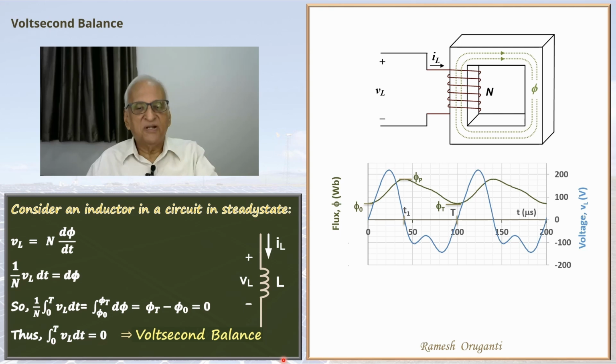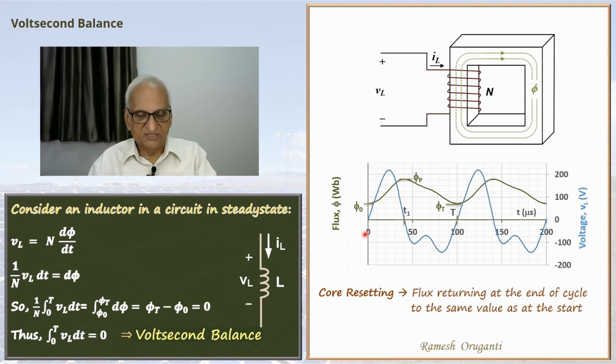Now we will understand a bit more about this Voltsecond balance. First is core resetting. Core resetting is a phrase which you might hear sometimes in power electronics. What do we mean by that? Notice that the flux at the end of the cycle is the same as the flux at the start. That is core resetting.